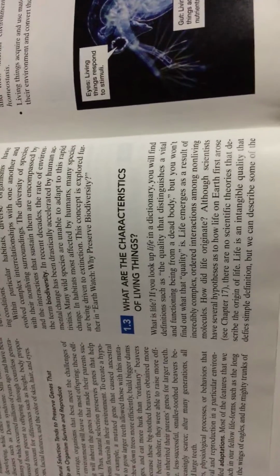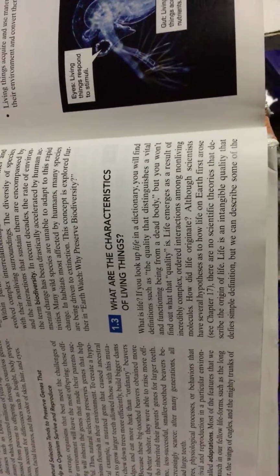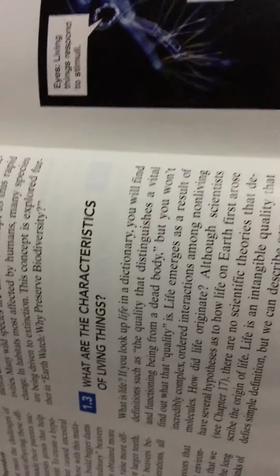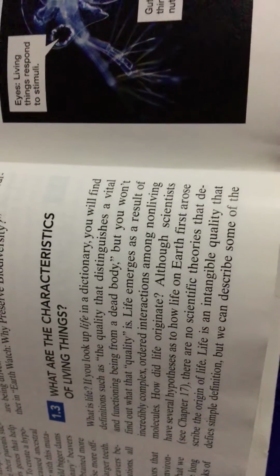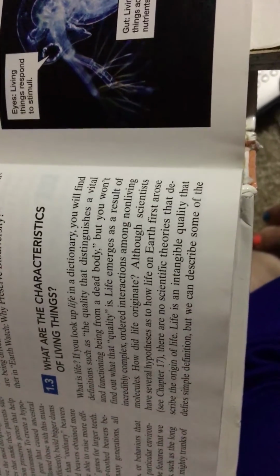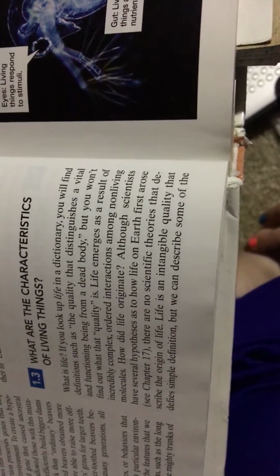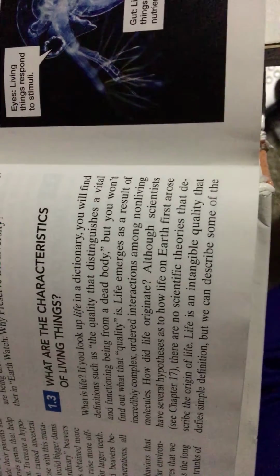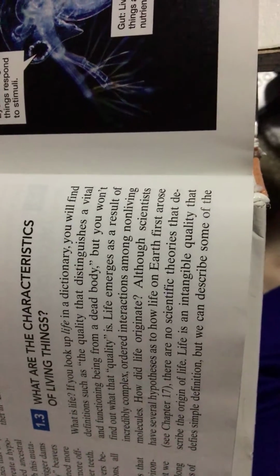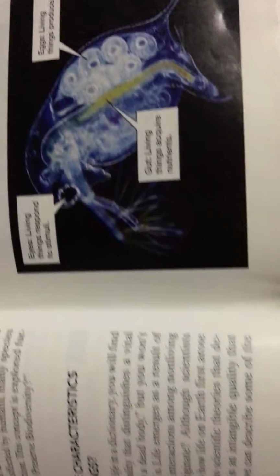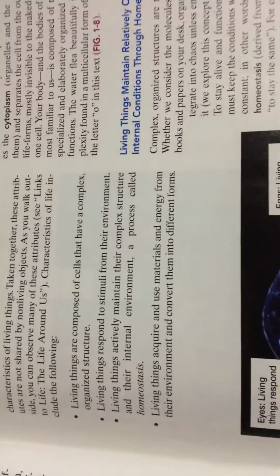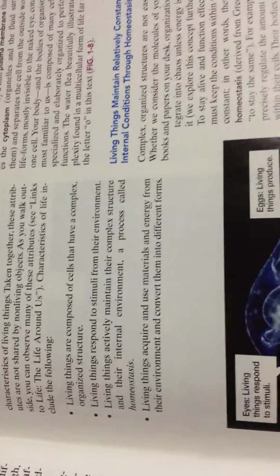Section 1.3, what are the characteristics of living things? So basically, living things are composed of cells, of course. Living things react to stimuli in their environment, and they can actively maintain a complex structure and their internal environment, which is called homeostasis. Also, living things acquire and use materials and energy from their environment, like tools and different foods and stuff.